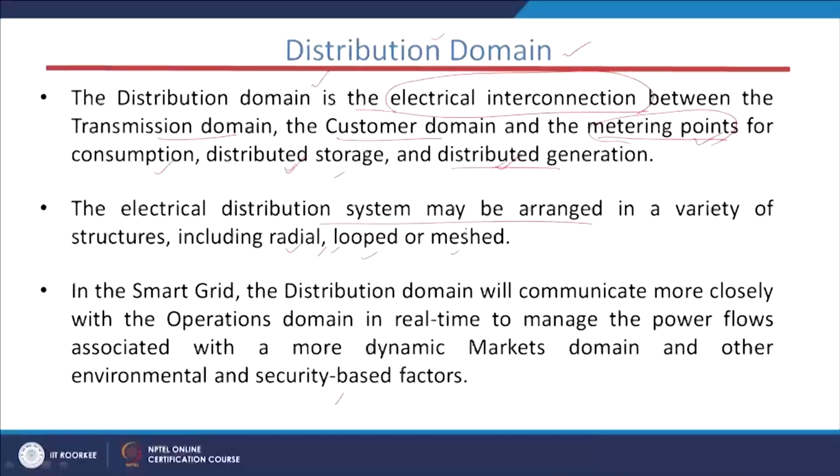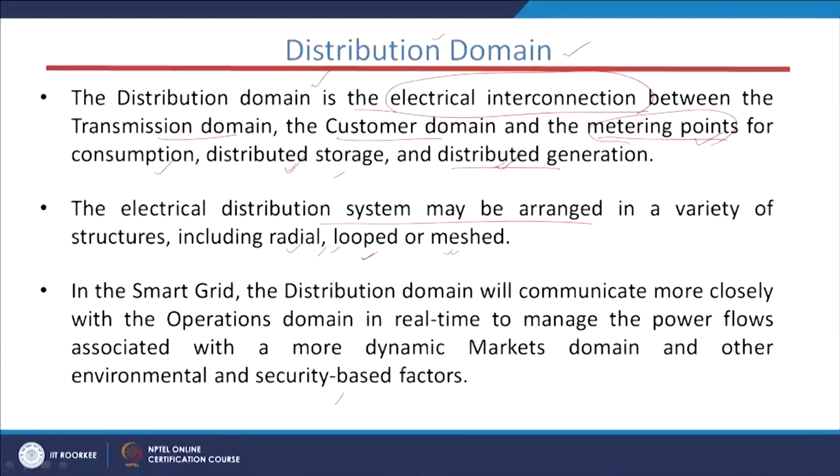Now, coming to the second part, the electrical distribution system may be arranged in a variety of structures including radial, looped and mesh. Generally our distribution system is radial in nature, and it is also looped and meshed. From a reliability point of view, we also have this looped system and mesh system. In a radial system, we have only one generating station or source of supply. If this source is disconnected, the rest of the loads are disconnected.